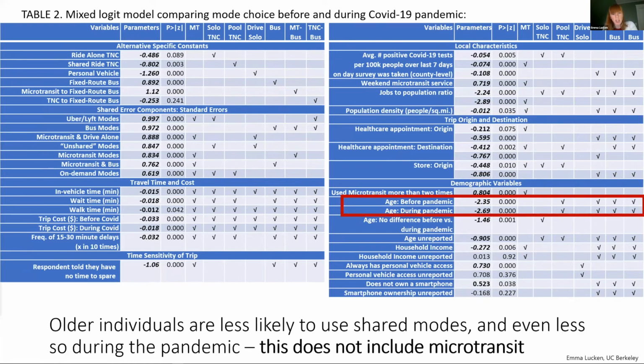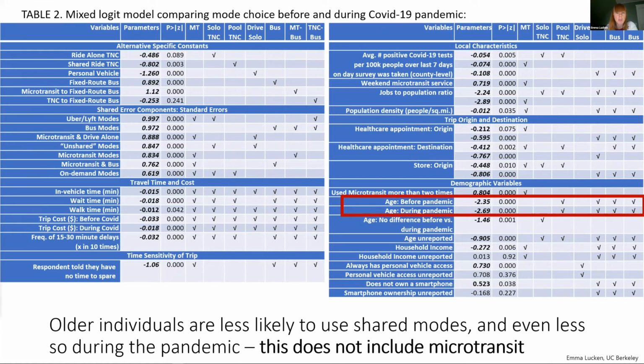Another interesting thing, age. Older individuals are less likely to use shared modes, especially during the pandemic, which makes sense. The shared modes that were most impacted were the shared Uber, Lyft, and then the 3 bus modes. And then ride alone Uber, that negative impact is a little bit less with age.